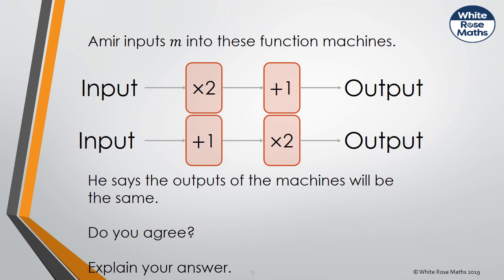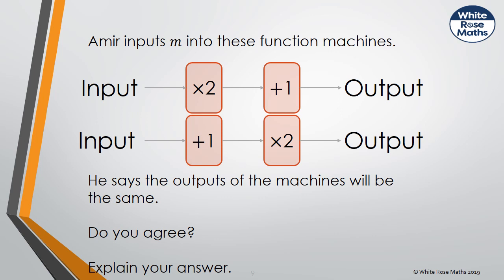So Amir puts m into these function machines. He's got 2 function machines. The first one, we can see multiply by 2 and add 1, and then you get your output. Whereas the second function machine, add 1, then times by 2, and you'll get your output. m, in this question, represents an unknown number. Okay? So it means it might represent 1, it might represent 3, it might represent 10. It will represent an unknown number.